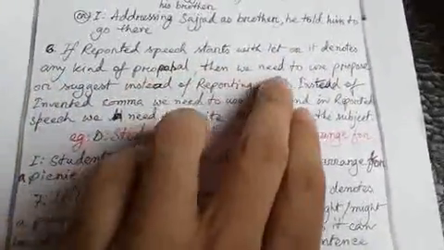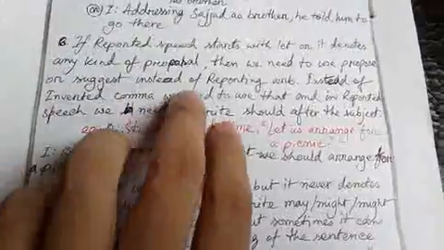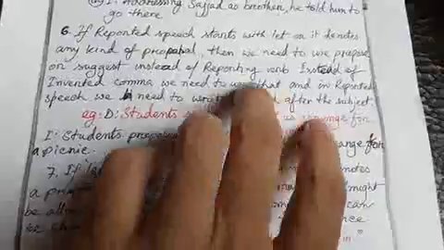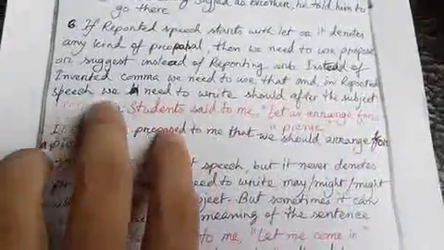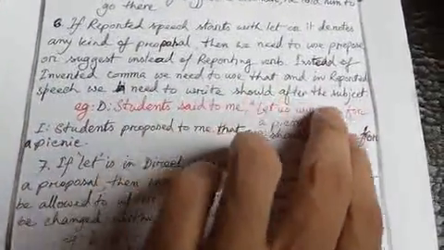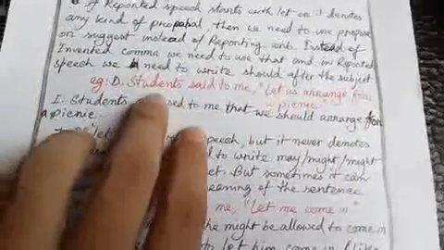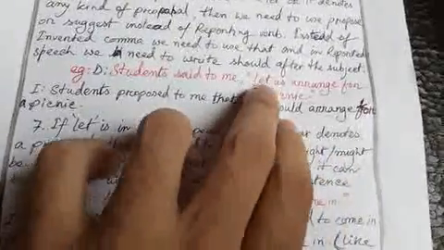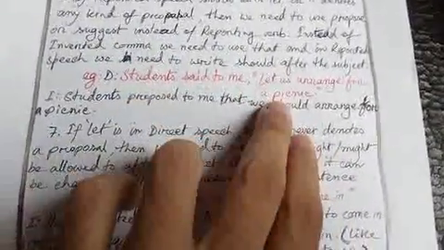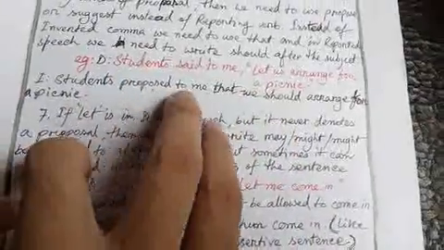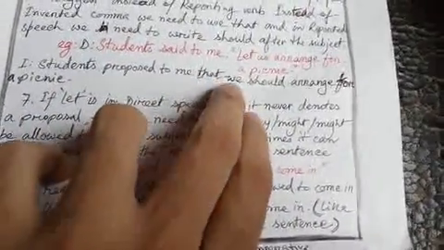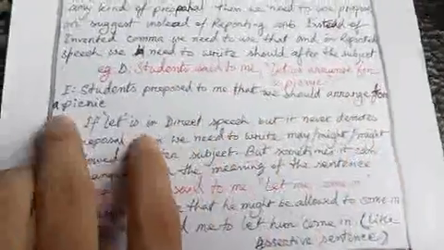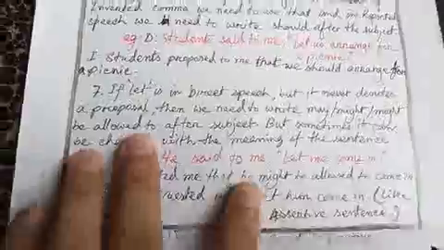Okay, the next rule is, if the reported speech starts with let or it denotes any kind of proposal, then we need to use propose or suggest instead of the reporting verb. Instead of inverted commas, we need to use that. And in the reported speech, we need to write should after the subject. So students said to me, let us arrange for a picnic. So let will be removed, and this is a kind of proposal. So you need to write down, students proposed to me that we should arrange for a picnic. Let becomes should. So I think you understand.